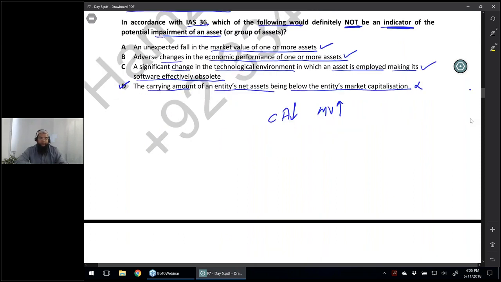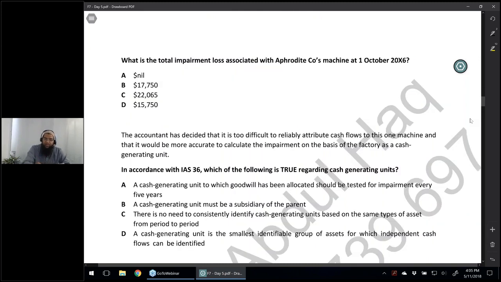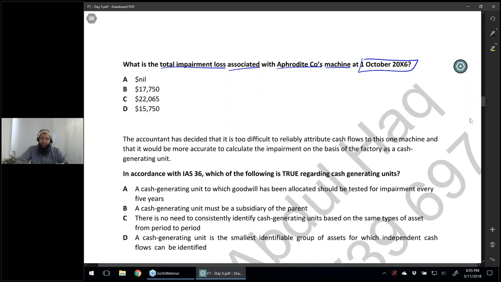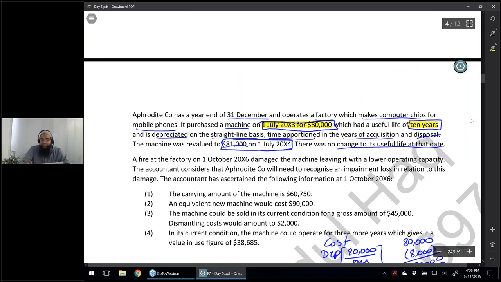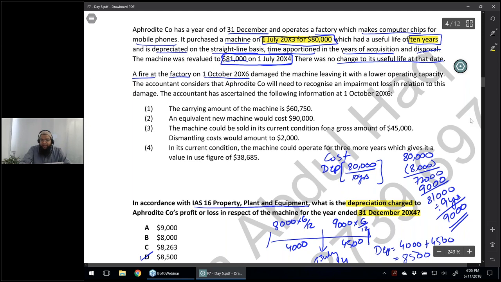Now let's move on to the next question. The question says, what is the total impairment loss associated with A company's machine at 1st October 2006? So we need to calculate the impairment on October 2006. Let's go back to the scenario. And for that, we'll be needing to read the case further. A fire at the factory on 1st October 2006 damaged the machine, leaving it with a lower operating capacity. The accountant considers A company will need to recognize an impairment loss in relation to this damage. The accountant has ascertained the following information at 1st October 2006.